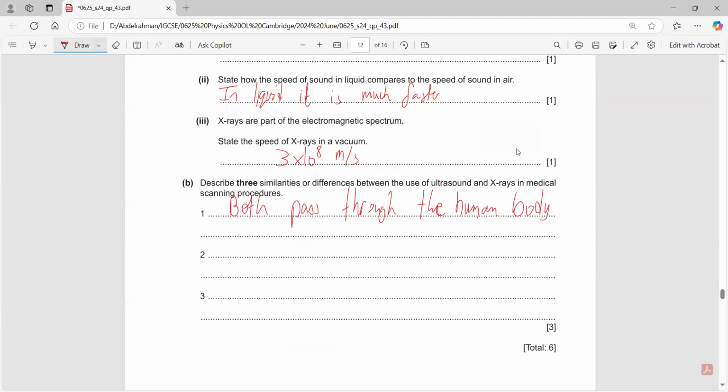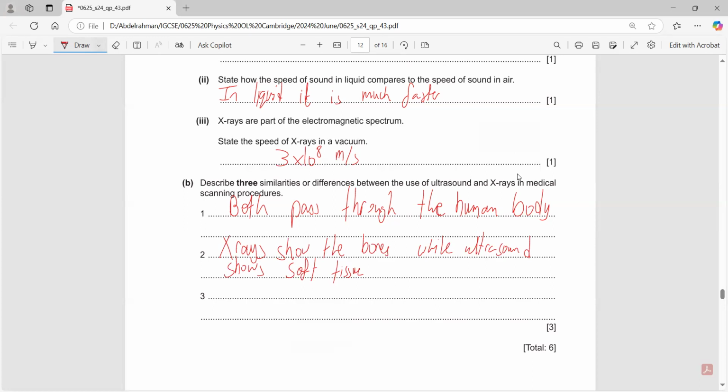You can say that X-rays show the bones, while ultrasound shows soft tissue, such as babies, for example, or any other small organs.